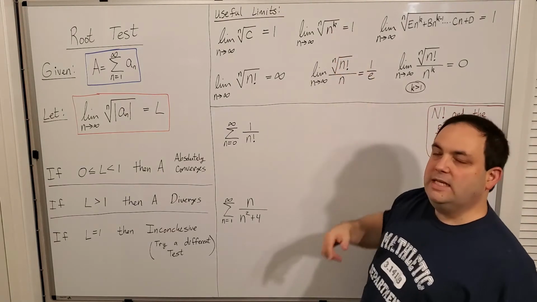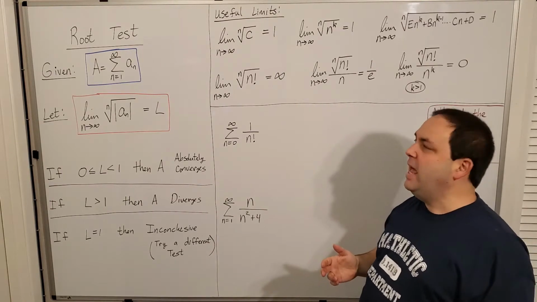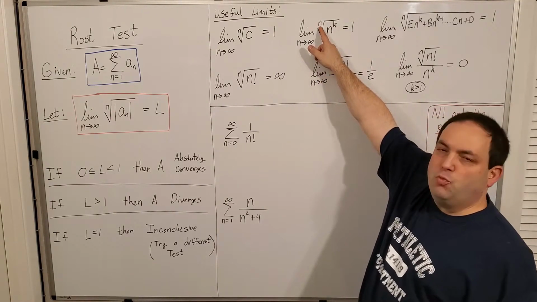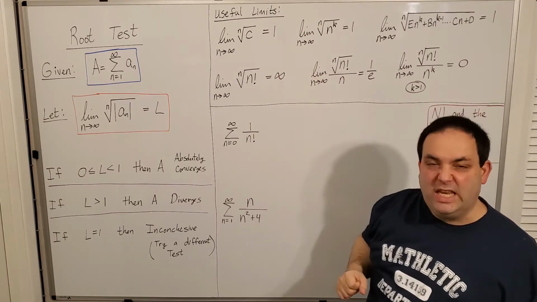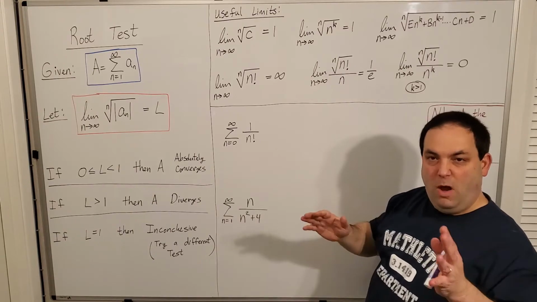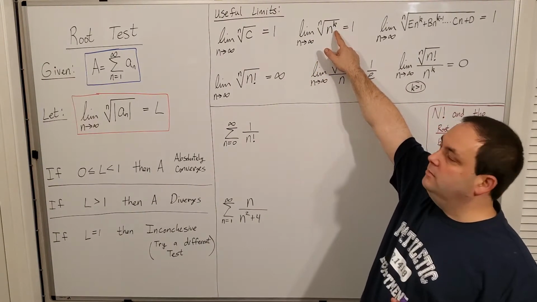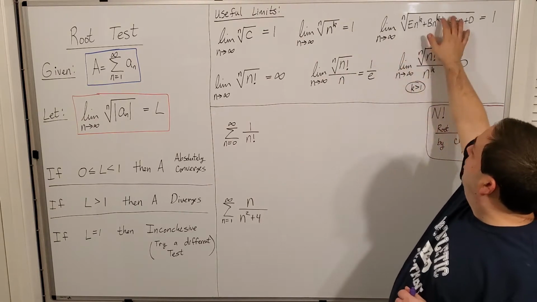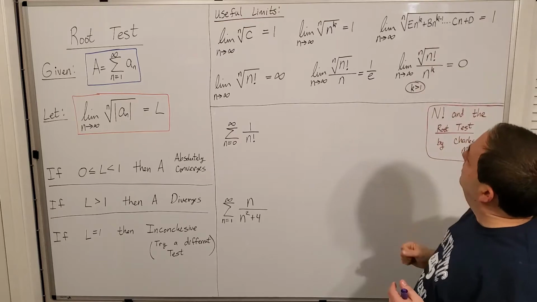N to the k could be a large power like n to the 100, but that doesn't matter because eventually this root is going to pass it up while going to infinity, the infinite root, right? It's going to eventually overtake that big time. So for all of the polynomials that we would ever run into, that limit's going to be 1.